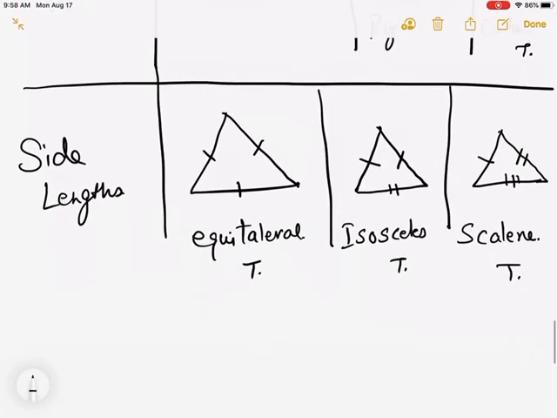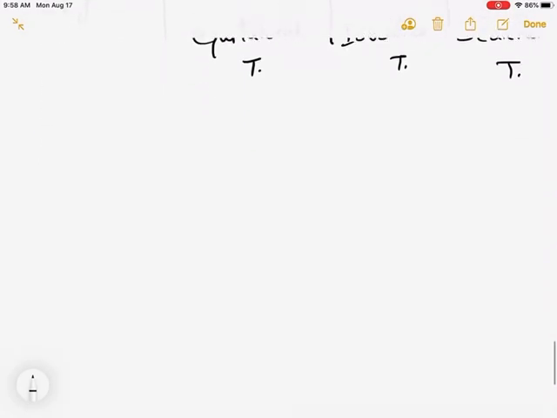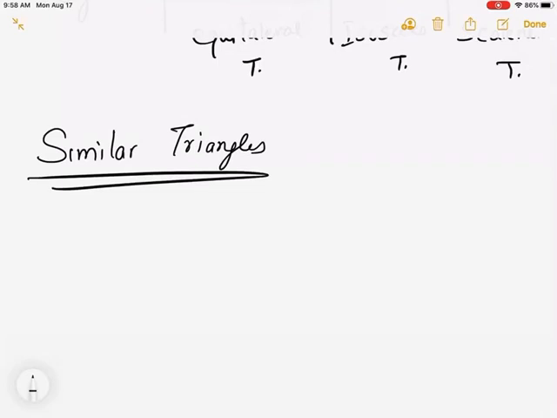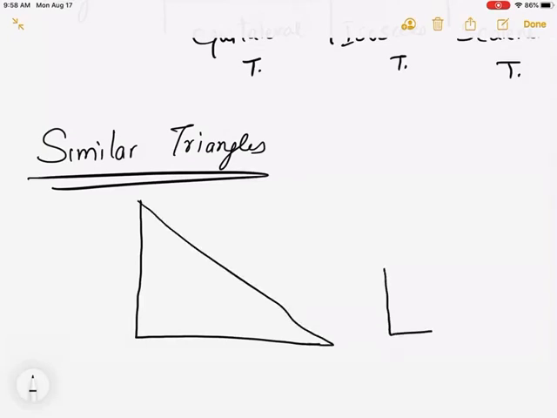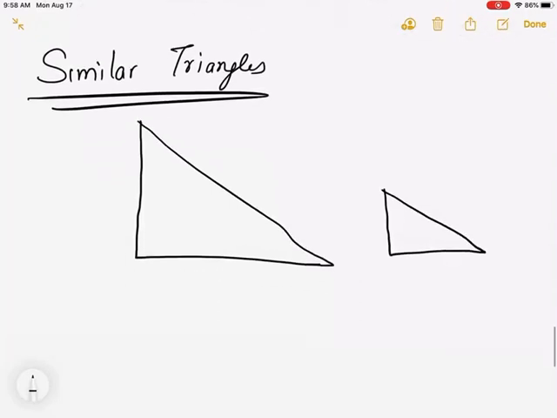Okay, so the next one is similar triangles. First of all, let's try understanding what it means by similar triangles. Basically, the shape is always going to look the same, but the size is going to be different. Like let's say I have a big right triangle here, and there's a small right triangle. These are similar triangles. Why? Because they look exactly the same. They both are right triangles, but their size is different.